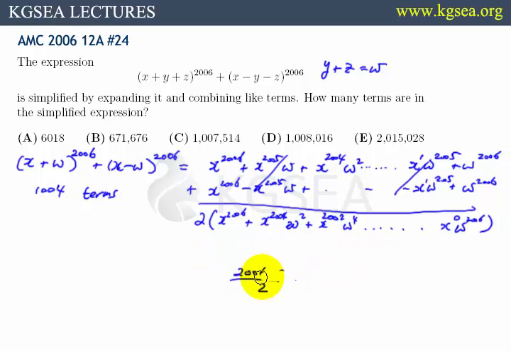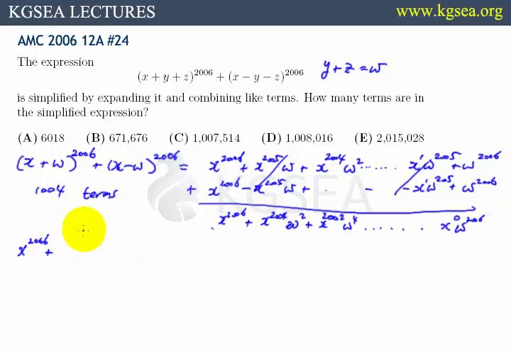First of all, do you agree this multiplying by 2 in front would not affect anything about this number of terms? It would be exactly the same number of terms after you multiply by 2. So I will ignore that. Okay, now what do we have here? I got 2006, right? X to the 2006. And nothing will happen to it because there's no W in it.